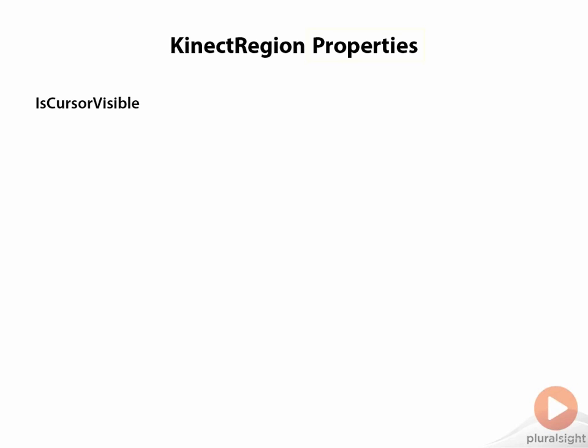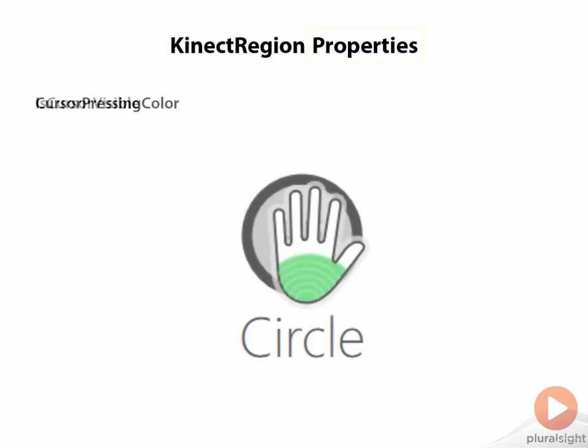You can also change some colors of the hand cursor. The first property to do this is called Cursor Pressing Color, and it defines the color of the little circles that fill the cursor when the user pushes her hand forward above a button. For example, in this screenshot, the purple fill color has been replaced with bright green.